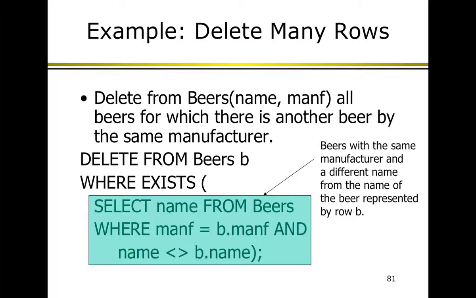So here's a delete of many rows. Delete from beers all beers for which there is another beer by the same manufacturer. So delete from beers B where there exists select name from beers where manufacturer is equal to b.manufacturer and name doesn't equal b.name. So beers with the same manufacturer and a different name from the name of the beer represented in row B.